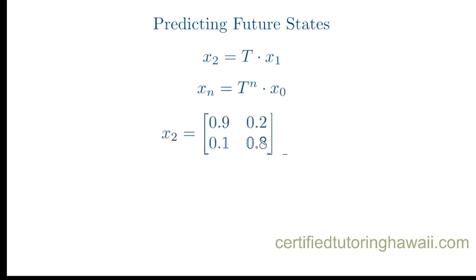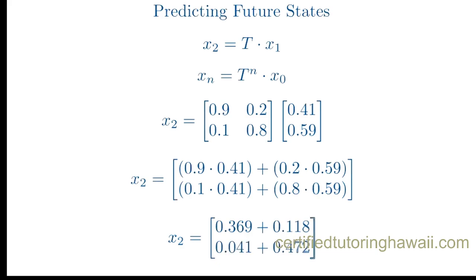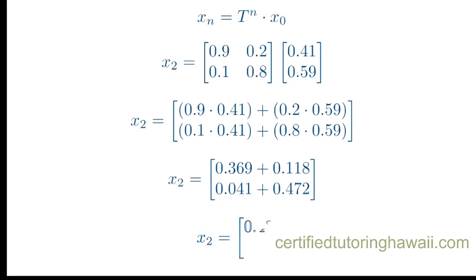We multiply our transition matrix by the state vector we just found. Again, we perform the matrix multiplication. We get 0.9 times 0.41 plus 0.2 times 0.59 for the first entry, and 0.1 times 0.41 plus 0.8 times 0.59 for the second. This simplifies to 0.369 plus 0.118 and 0.041 plus 0.472. The result is x sub 2 equals 0.487, 0.513.